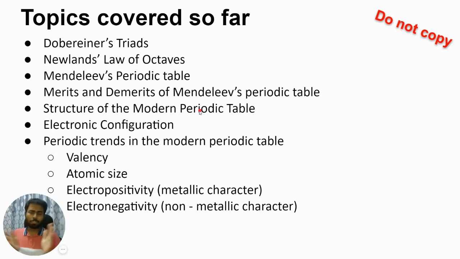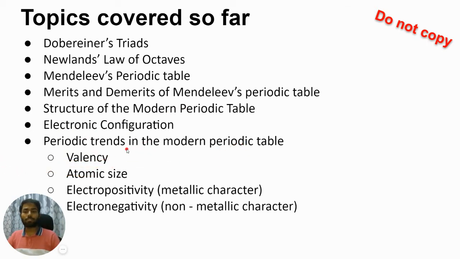I know it's a huge table and you cannot learn the entire table by heart, but at least the first group, second group, last group, second last group. Have you all learnt those groups by heart at least? Next, we had seen periodic trends in the modern periodic table.